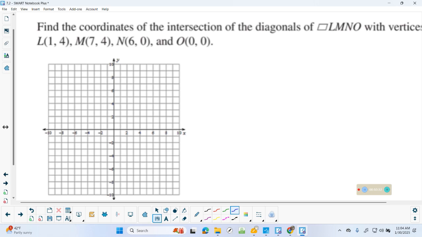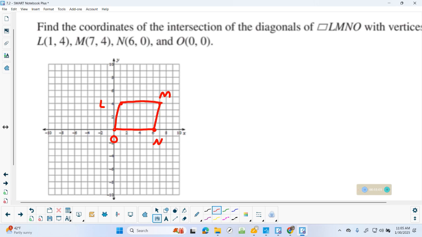Okay, example 3. First off, we're going to have to do a little work on this one. Find the coordinates of the intersection of the diagonals. We haven't done anything about the diagonals yet, so that's why we're doing this problem. Let's start plotting and labeling the ordered pairs. L is at 1, 4. M at 7, 4. N at 6, 0. 0, 0 for O.